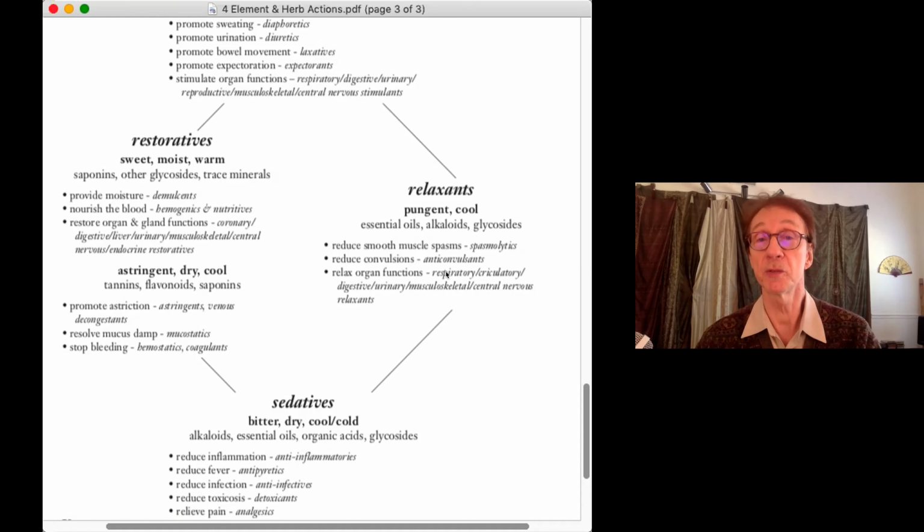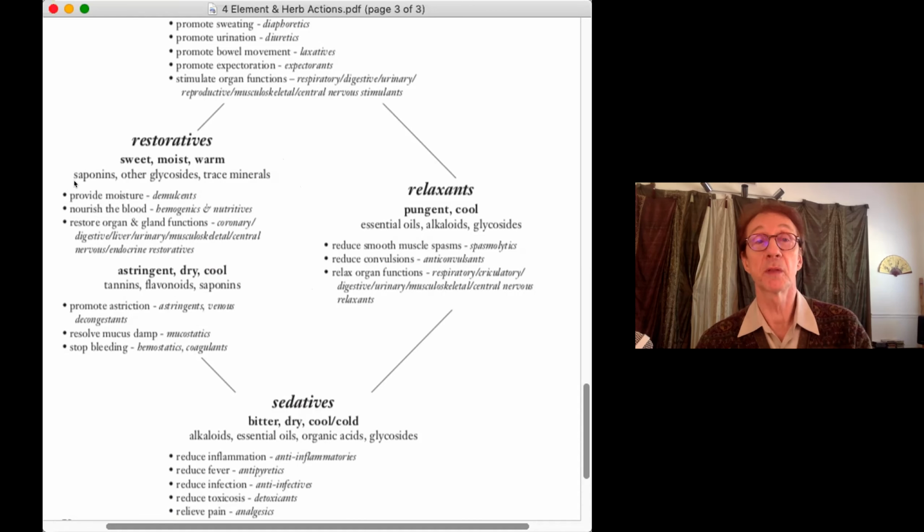Hyssop is another good one. Hyssopus, a very important respiratory relaxant. So they work on a particular organ. We can relax or restore particular organ functions, right? Musculoskeletal relaxants. Kava is a strong musculoskeletal relaxant. Same with bupleurum chaihu. Same with cimicifuga, black cohosh, right? Central nervous relaxants, we just saw a whole bunch, right?